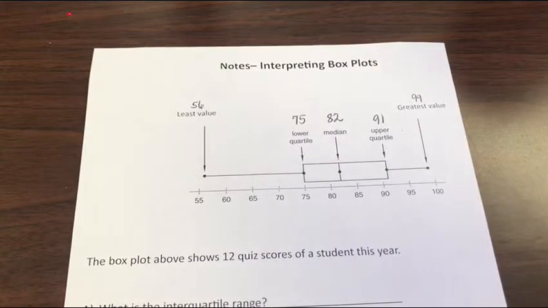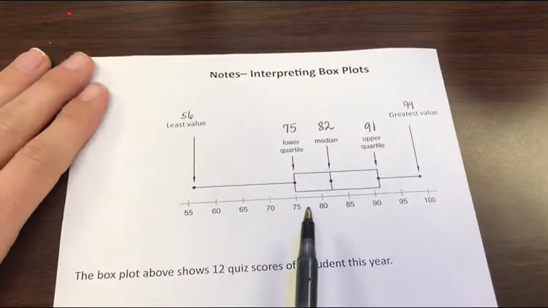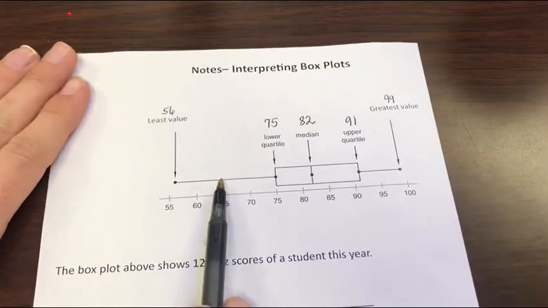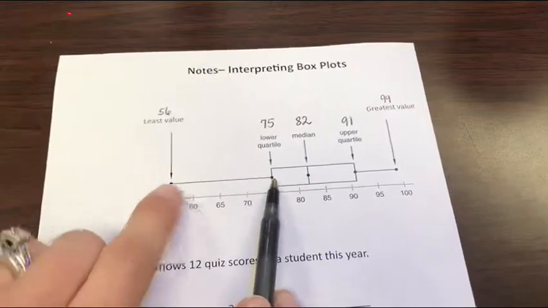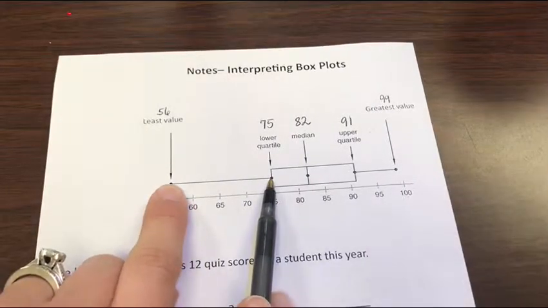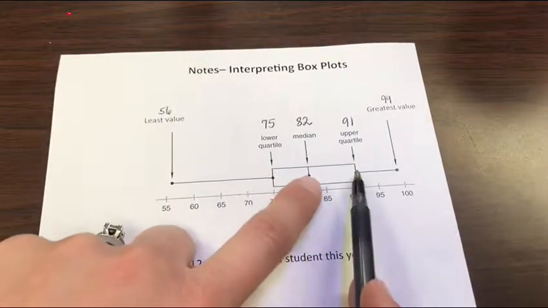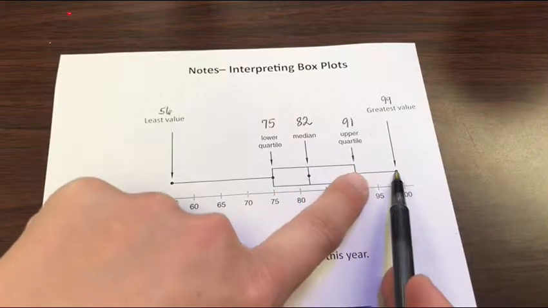All right, we're going to be talking about interpreting box plots. Yesterday we learned about creating them. Today I'm going to give you a box plot and talk about how, again, we talked about this yesterday, it has 4 sections. From dot to dot is each section. So that's 1 section, 2 sections, 3 sections, 4 sections.